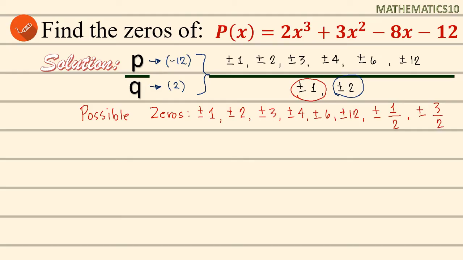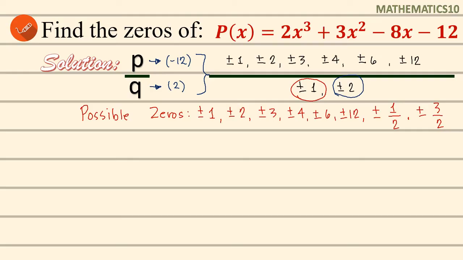Moving on, for our positive and negative 4 divided by positive and negative 2, we can still simplify this, and that would be positive or negative 2. And again, we cannot duplicate the positive and negative 2 anymore. And the same goes with positive and negative 6 divided by positive and negative 2. We can have positive and negative 3.